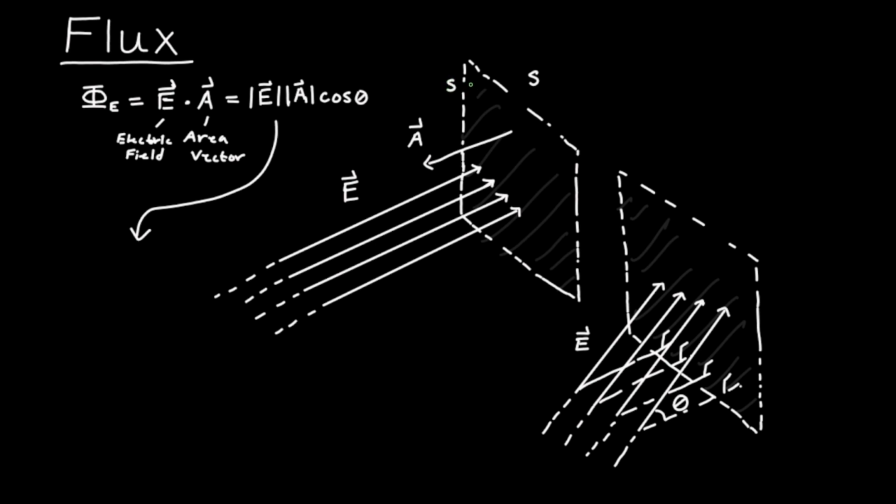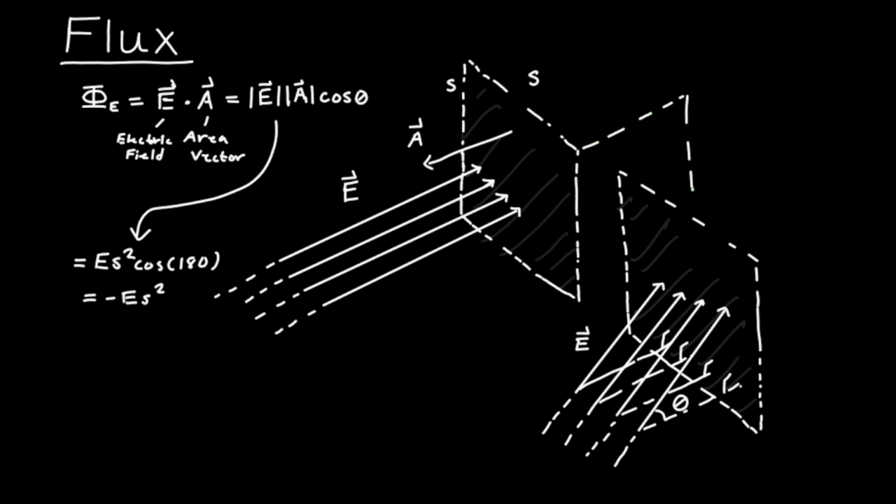So, if we want to find the actual flux for a square of side length s, we would do E times s squared times cosine of the angle between E and A, which in this case is 180 degrees. So we would get negative E s squared.